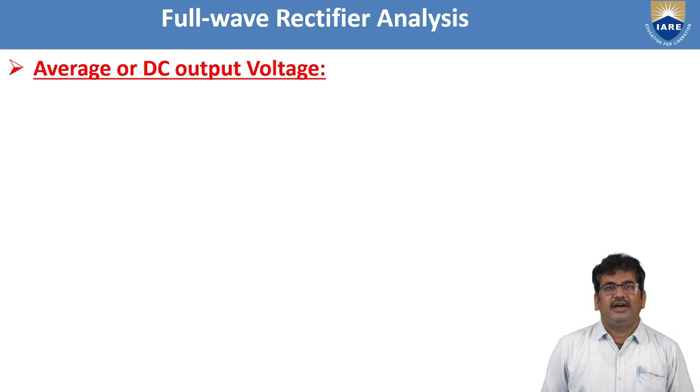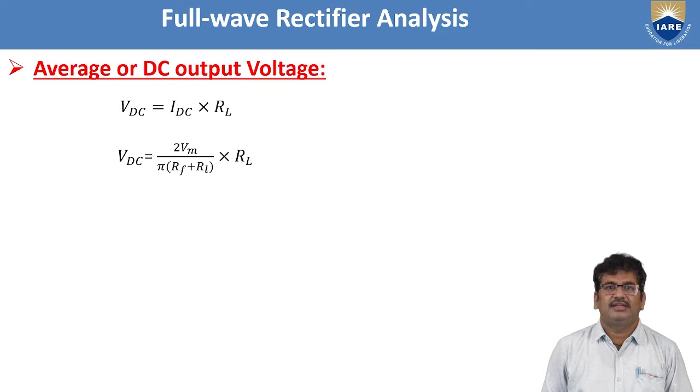The second parameter is average or DC output voltage. The VDC is the DC output voltage across the load resistance RL, which gives VDC is equivalent to IDC into RL. Where IDC we can substitute as 2 Vm divided by pi into Rf plus RL, into RL. If the forward resistance of the diode RF is very small compared to the load resistance, we take the constraint that RF is much less than RL.